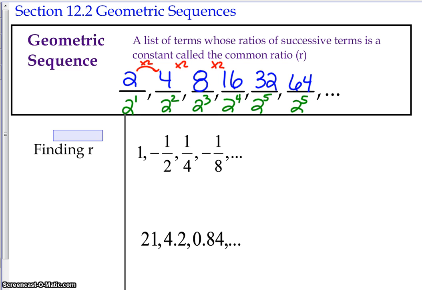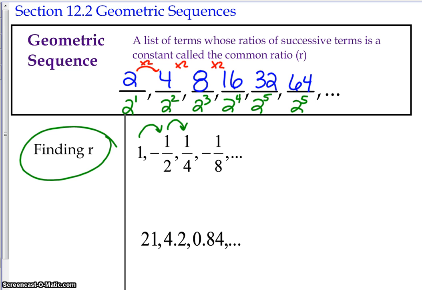So first of all, how do we find r? How do we find our ratio? Our ratio is what we are multiplying by each time. How do I get from 1 to negative 1/2? The same value should then be multiplied by negative 1/2 to get to 1/4.